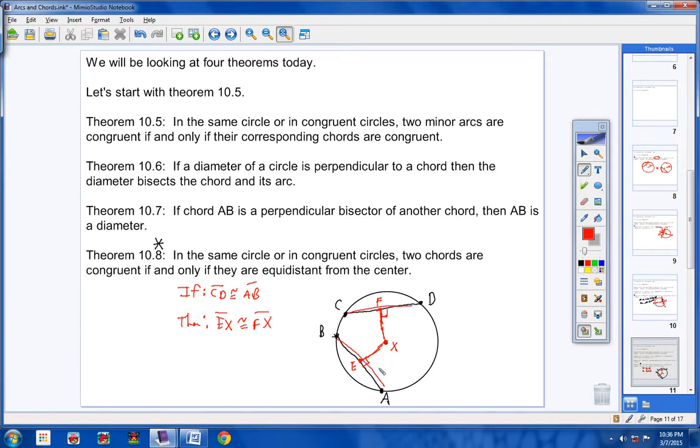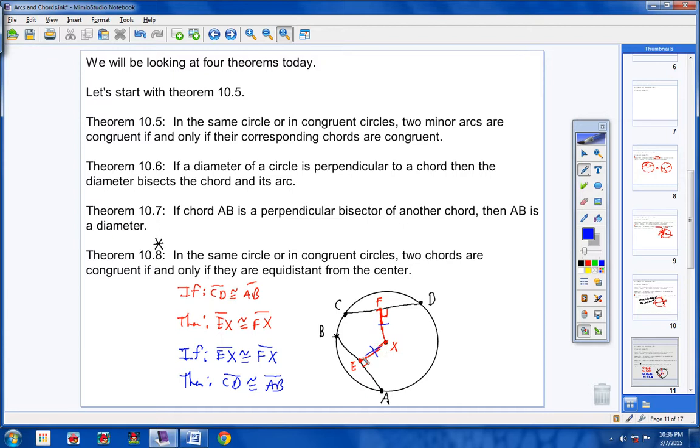So would you please write it the other way? Let me change colors here to a different color of ink. And here we go. Hopefully the computer will not blow up. Alright, if. Now let's talk about this. If EX is congruent to FX, so this line here is congruent to this line here, then we can say that chord CD is congruent to chord AB. You see, students, as soon as you state that this line here is congruent to this line here, what are you saying? You're saying that these 2 chords are equidistant from the center.